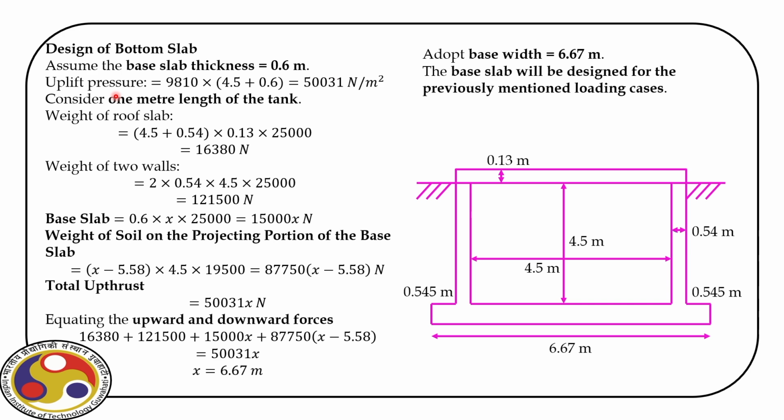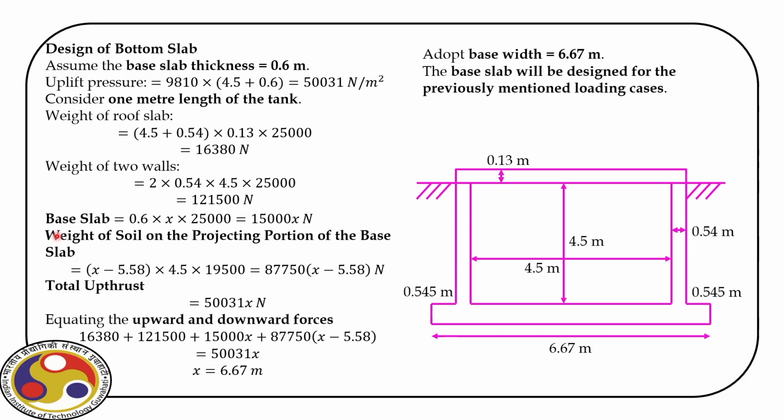Now again, if we consider 1 meter of the slab, then the weight of the slab is again 16,380 Newton. This is the base slab, the bottom slab. So now we have to also consider the net weight of the two walls. So that is, you can see, 1,21,500 Newton. Now finally, the base slab is 0.6 times x times this value of 25 kilonewton per meter cube. So we have this x.